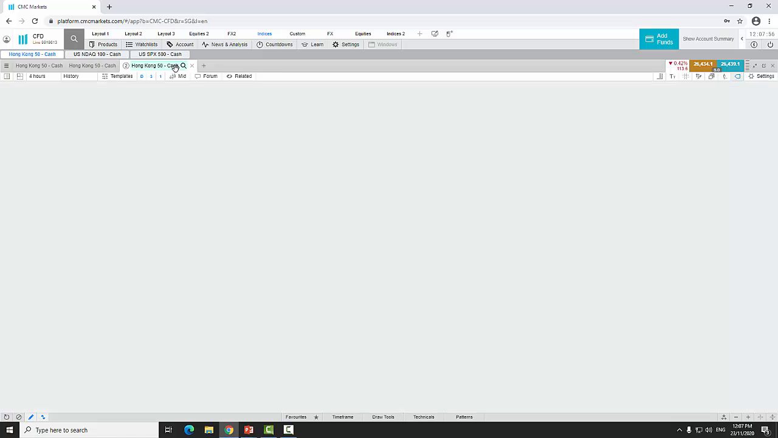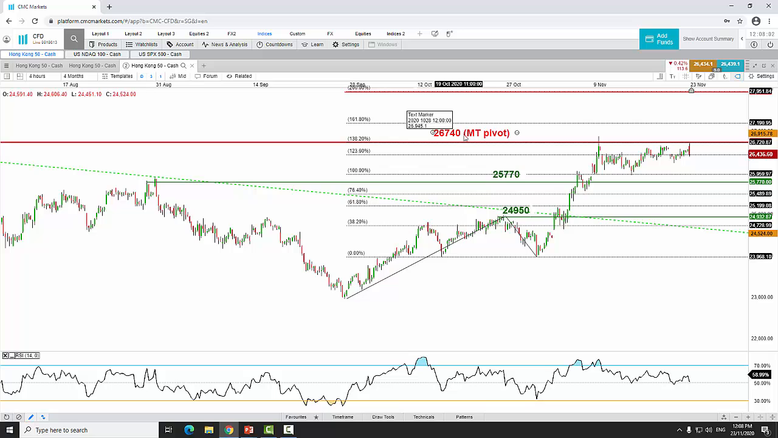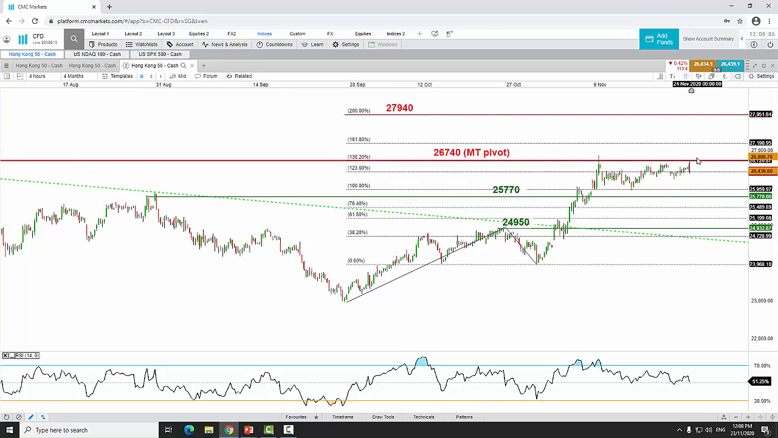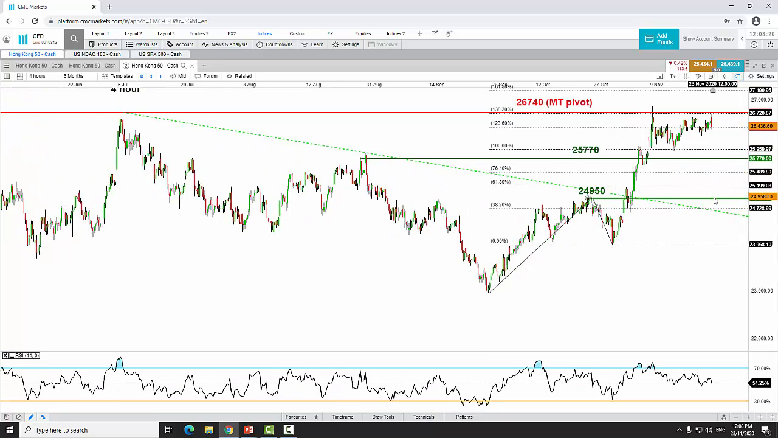So let's go on to the 4-hour chart. No change on the strategy on the 4-hour chart. I'll still be using 26,740 as my key medium-term pivotal resistance for this week to play a setback or pullback towards 25,770 first. And if a 4-hour close below 25,770, we could see a further pullback to target the next support level at 24,950, which is the former swing high of 23rd of October, as well as this medium term pullback support of a former descending resistance that was in place since 6th of July 2020.